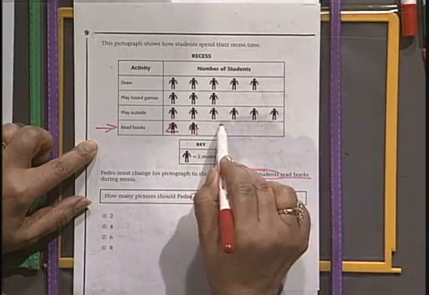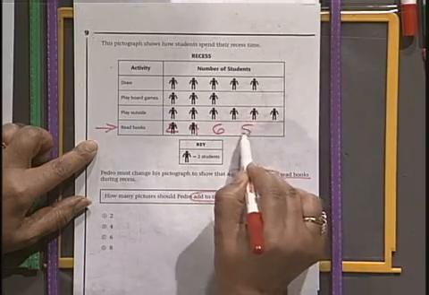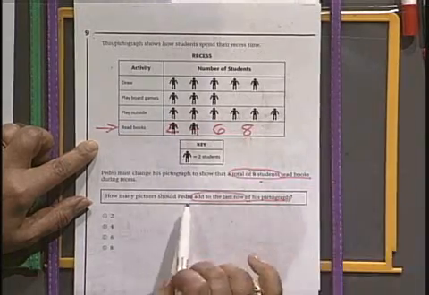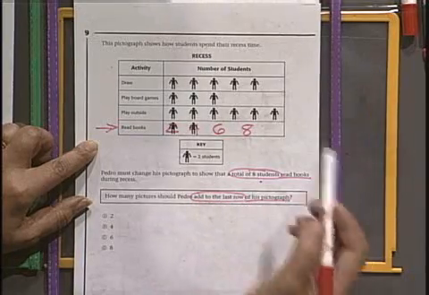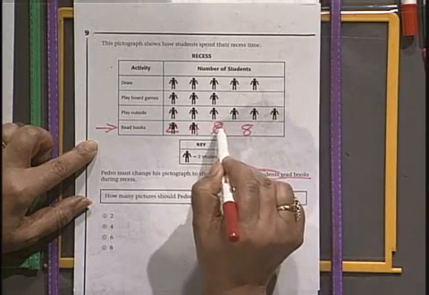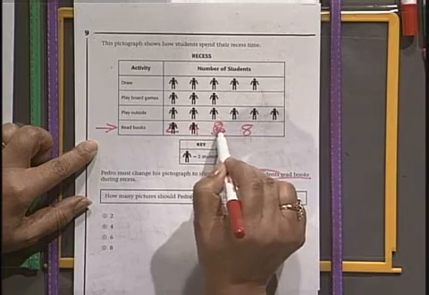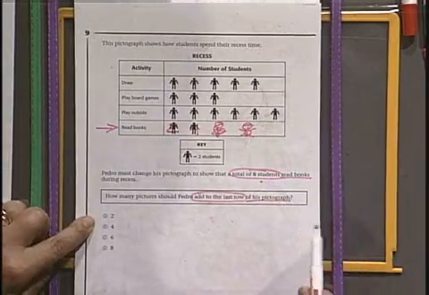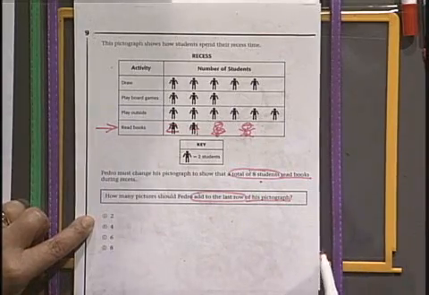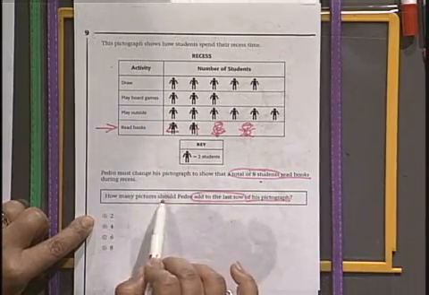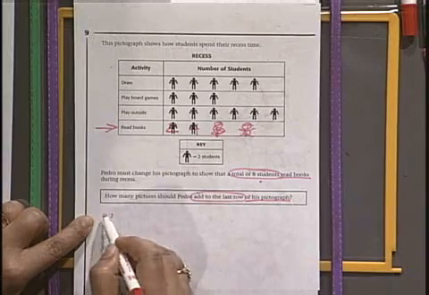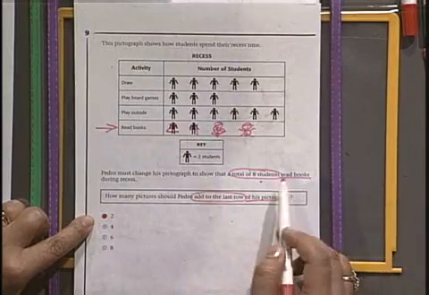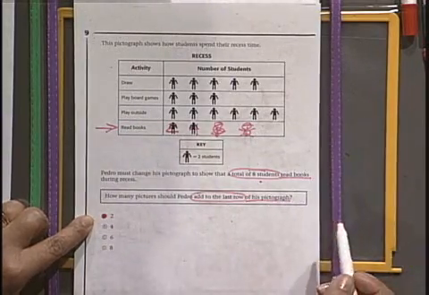So I'm going to count by 2, 6, and 8. And it says how many should he add to the last row? So he needs to add some more little people here. So he has to add 2 people. He must add 2 pictures in order to have the correct amount to show 8 students were at recess.